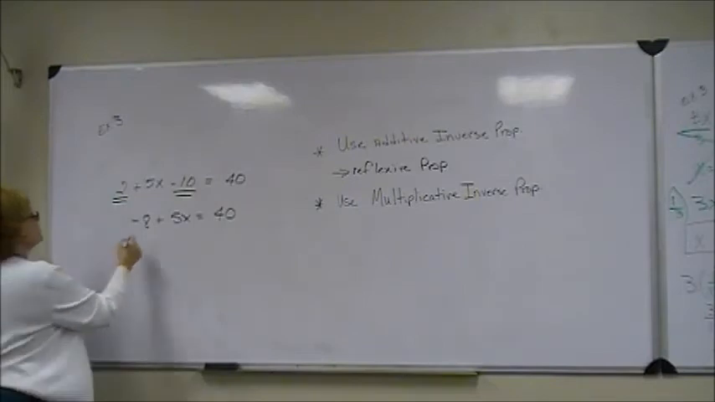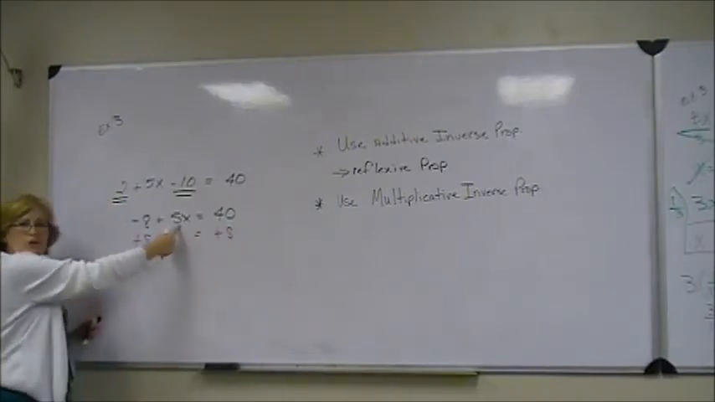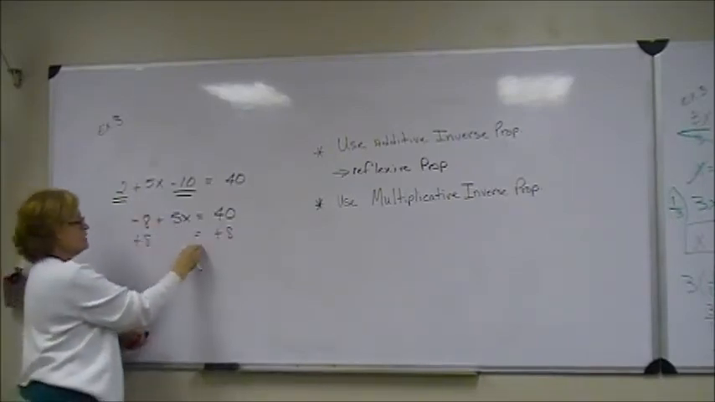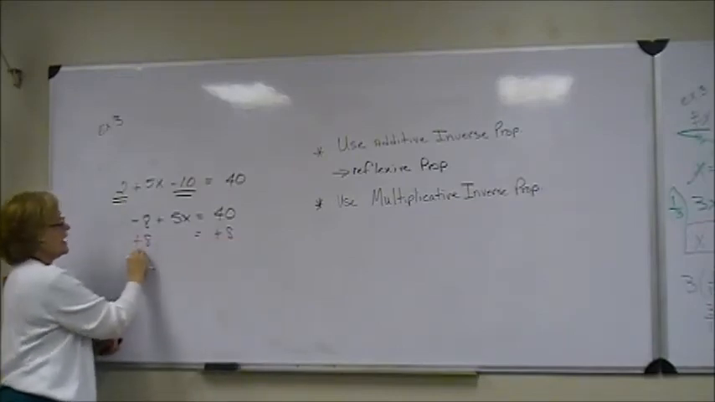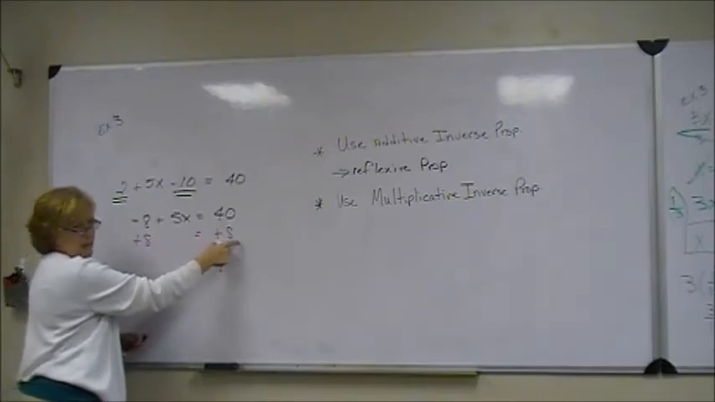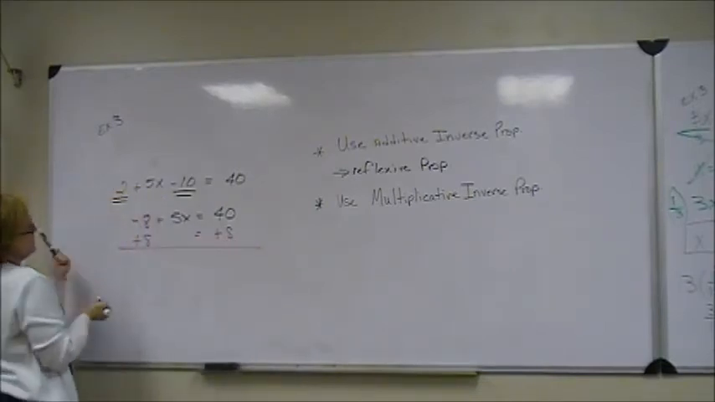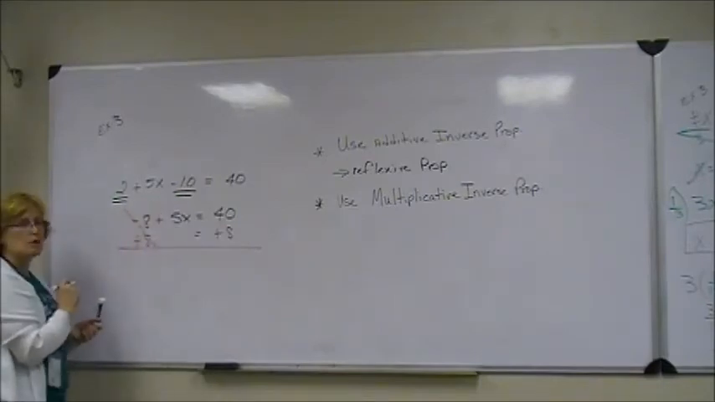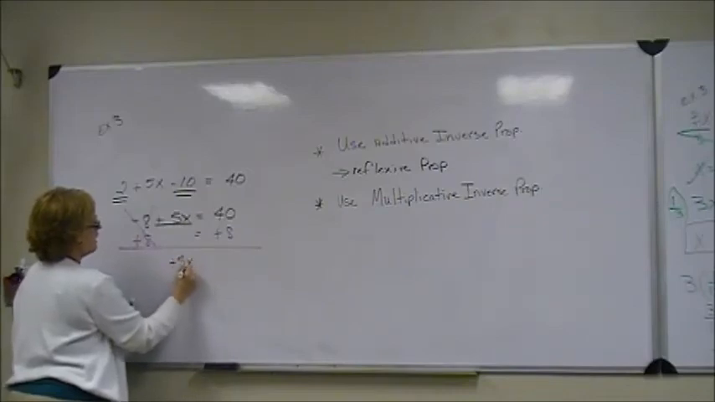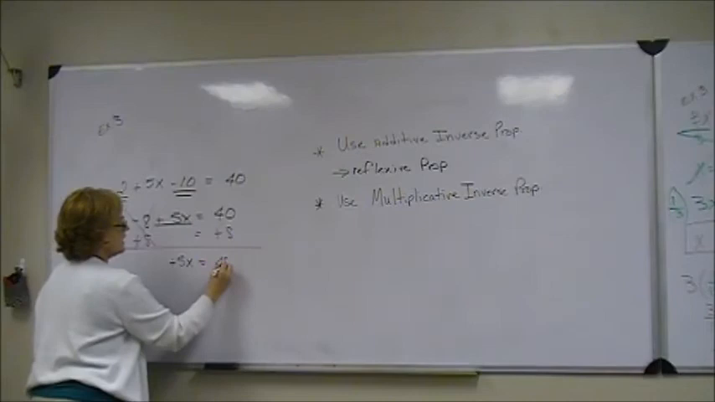I add 8. So I'm going to add 8 to both sides. Why don't I add it underneath here? Because the reflexive property says 8 is equal to 8. It doesn't say 8 and 8 is equal to 8. It just says 8 is equal to 8. So now I'm ready to combine. These cancel each other out to be 0. Bring down this, and it is positive 5x is equal to 40 plus 8, which is 48.